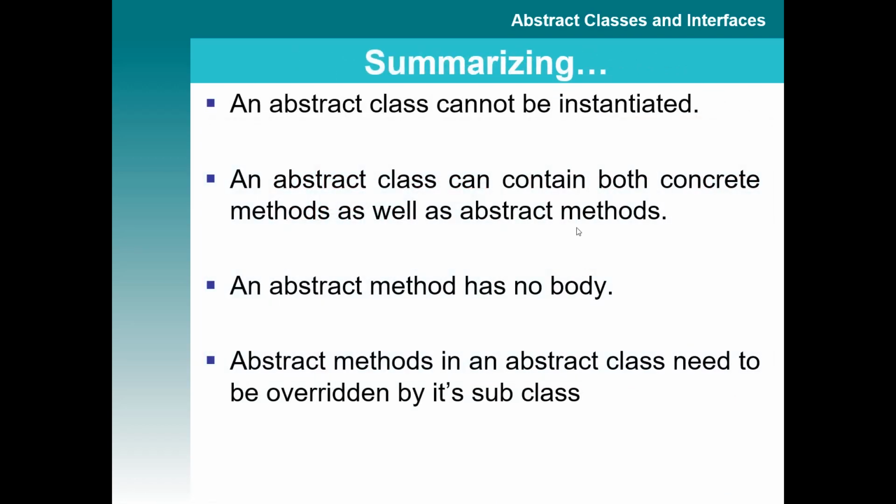So an abstract class is a class that cannot be instantiated. An abstract class can contain both concrete methods as well as abstract methods. An abstract method has no body. It just has the method signature, so to say. Abstract methods in an abstract class need to be overridden by its subclasses. So that's the idea behind abstract classes and abstract methods.